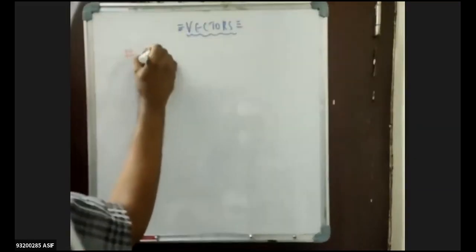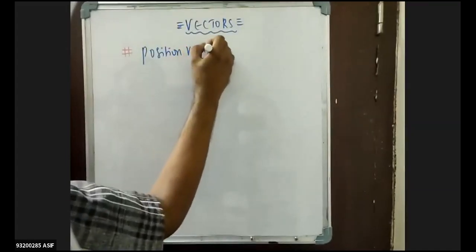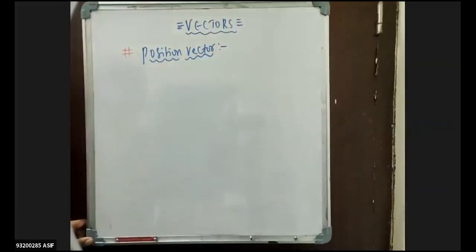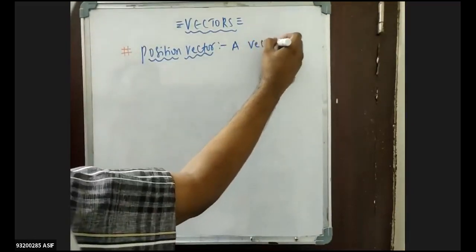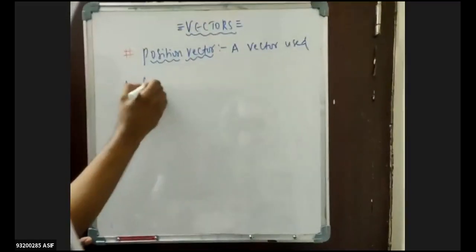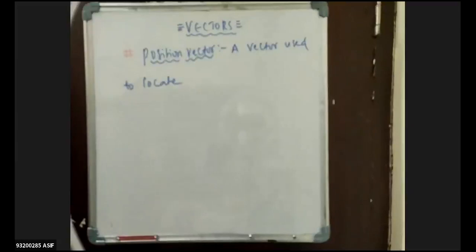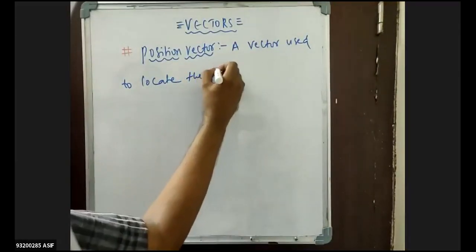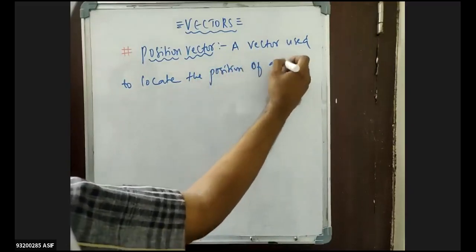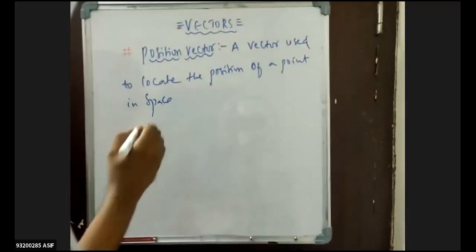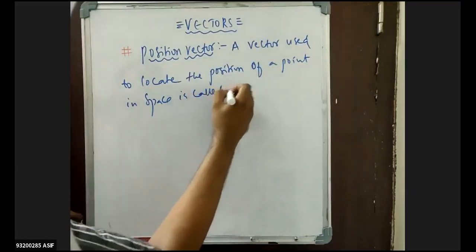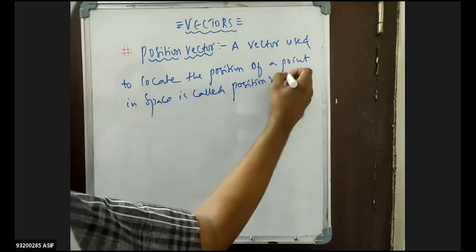Next slide: the position vector. A vector used to locate the position of a point in space is called a position vector.